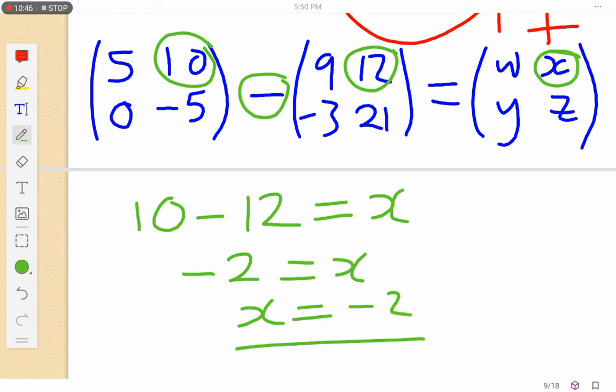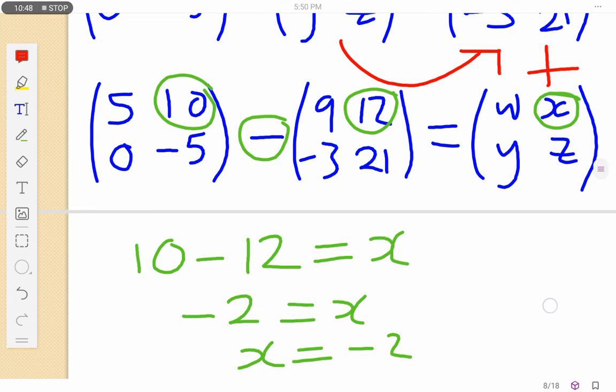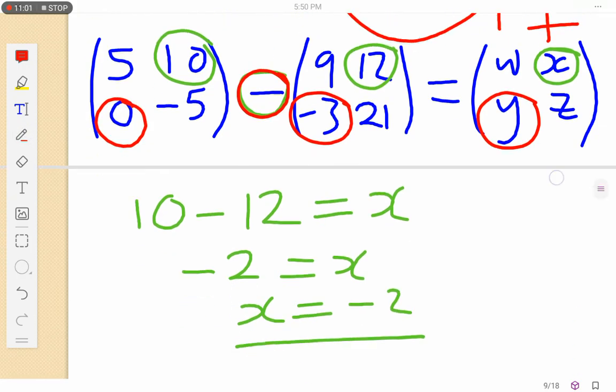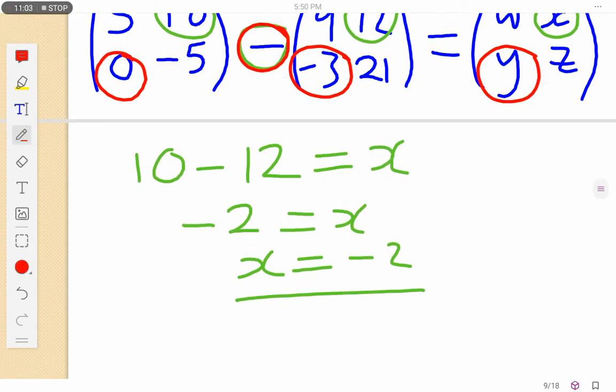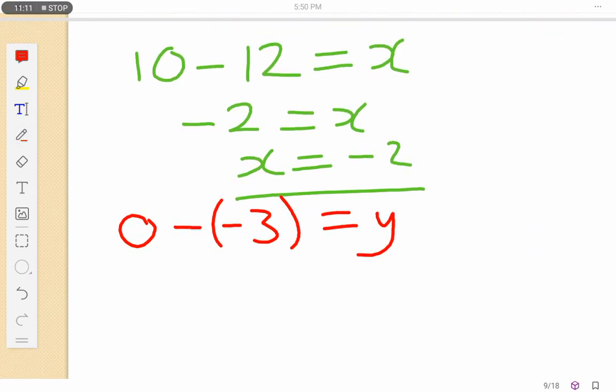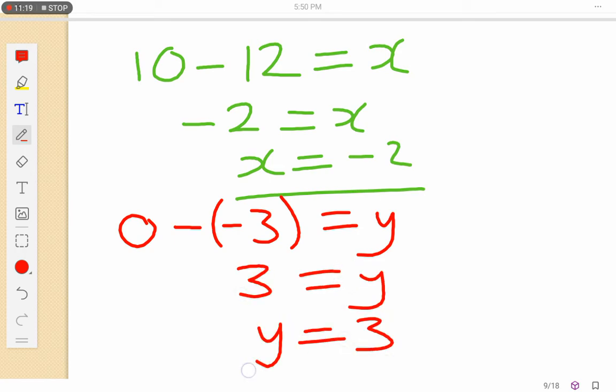Okay, like that. Let's consider now the value of Y. Our Y is at this corner. So we will take numbers that are at the same corner, this one and the sign. Okay, like that. Let's take them. We'll have 0 minus 3 is equal to Y. Okay, let's solve that. 0 minus 3, this becomes minus 3. Okay, so our Y value is equal to minus 3. Okay, so that's how you get the values of X and Y.